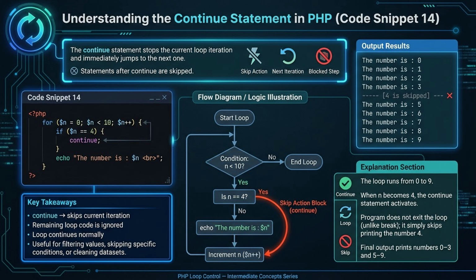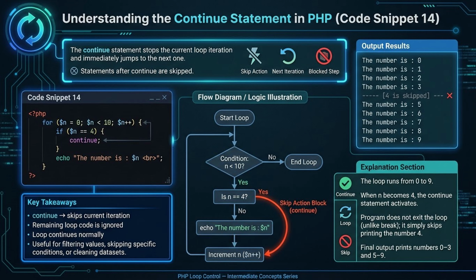This process continues until n reaches 10, at which point the loop ends naturally. This flow illustrates why continue is useful for filtering unwanted values, skipping specific conditions, or cleaning data during iteration without interrupting the full execution of the loop.